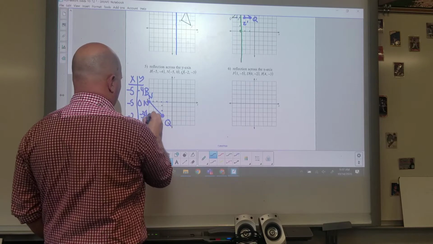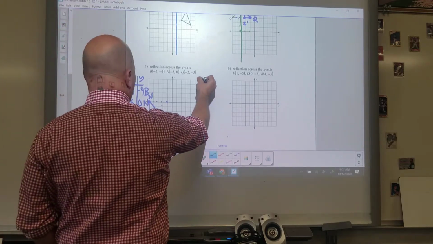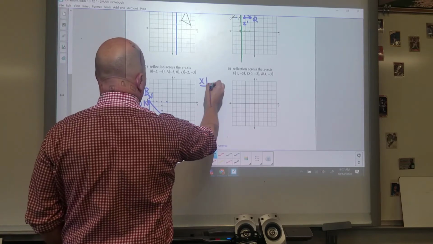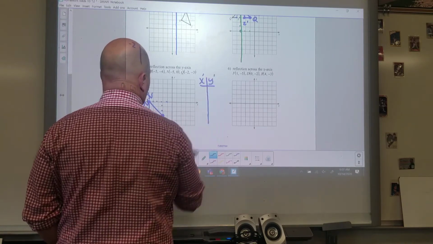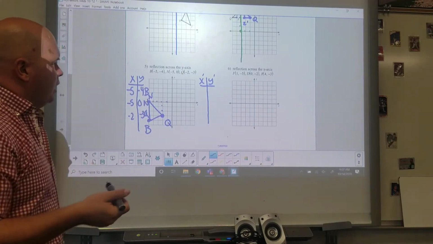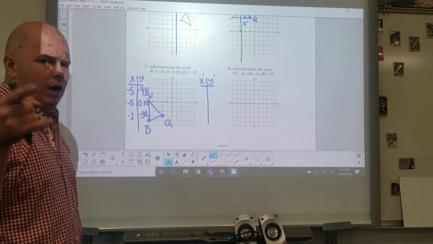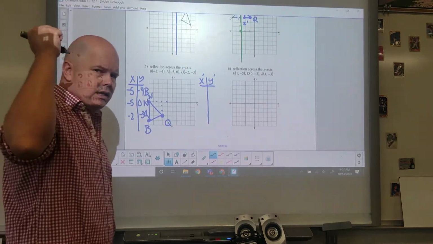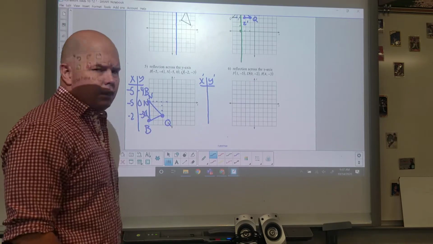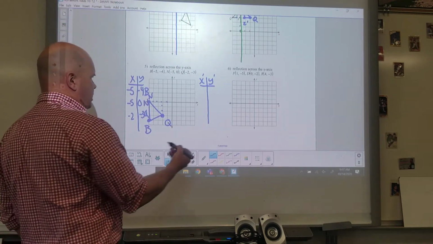So let's connect with that. So that's what my shape initially looks like. Now, without doing all the counting, since we're just going across the y-axis, I know that when you reflect a coordinate across the y-axis, the y stays the same and the x gets flipped, becomes its opposite.